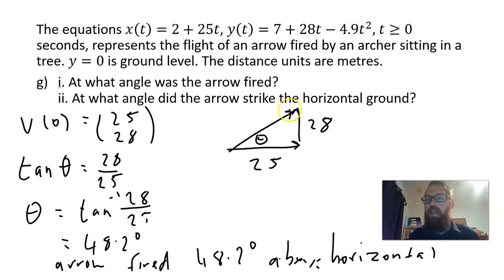And lastly, what angle did the arrow strike the ground? So then we've got to go back and realize that it was 5.954 seconds. Put that in, work out our velocity vector, and do the same thing as here. So have a go at that. Otherwise, yeah, that's it. So we'll have a go at a couple of these now.